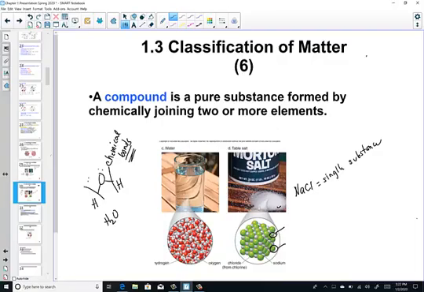So pure matter, pure is one ingredient. They can be elements built of atoms, or they can be compounds, which are two or more different types of atoms built together. So elements and compounds are both considered pure.